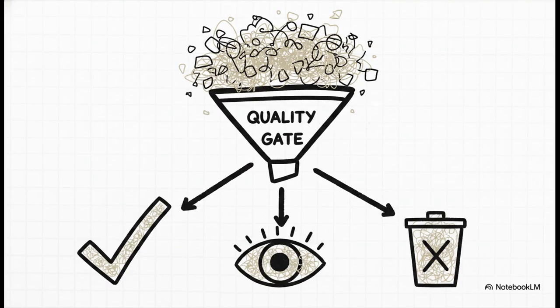Check out this practical example of a trust test. We route the raw agent output to a blazing fast model, like GPT-4o Mini, which acts as a strict quality gate here.